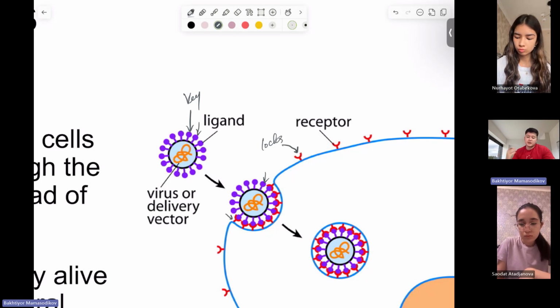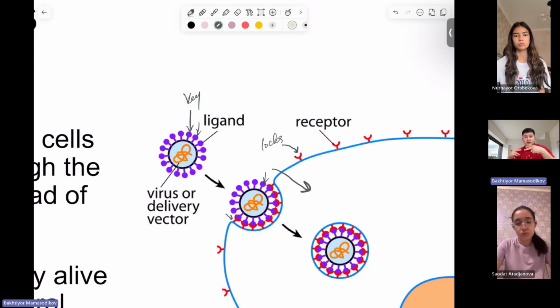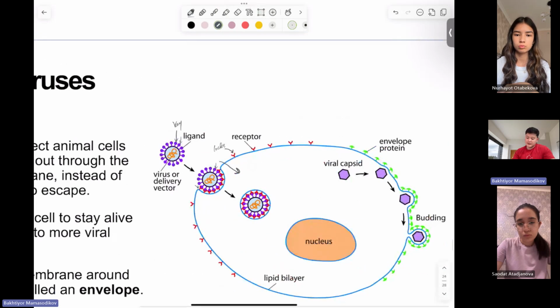Then the virus enters the cell when the key and the lock match together. The virus uses the cell's own machinery to make more viruses inside of the cell, like making lots of photocopies. What's the meaning of the cell's machinery? The cell's ribosomes, the cell's nucleus. All of them can be used by the virus. This is called the cell's machinery.